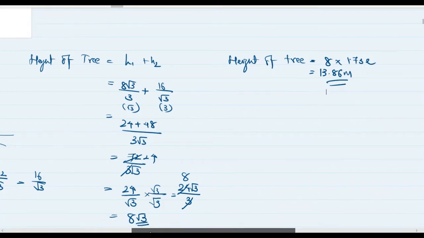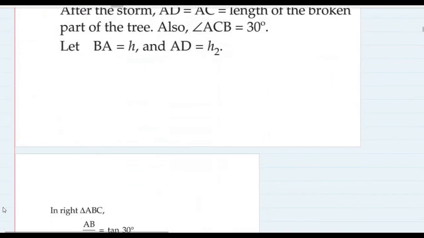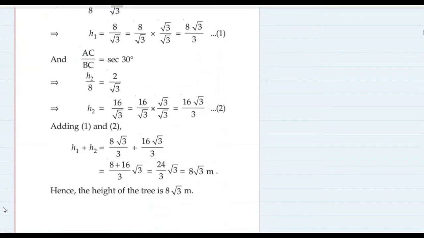I hope you understood the method, how we apply trigonometry in the same triangle twice to find h1 and h2, hypotenuse and opposite side. 13.86. Let's check the answer. 8 root 3. So they have left the answer over here.